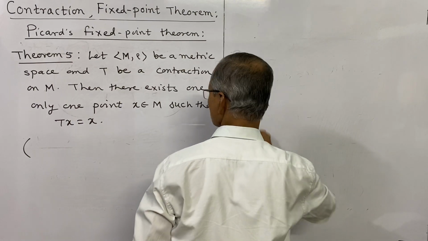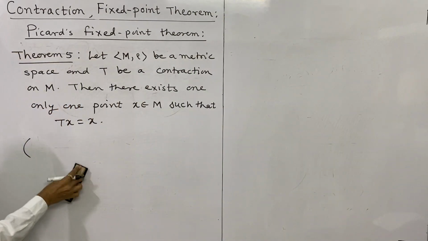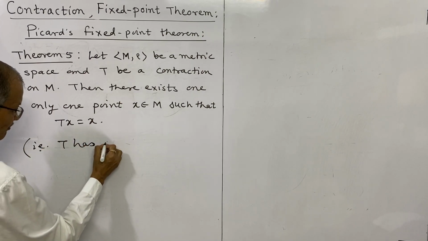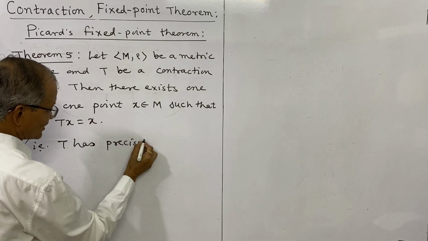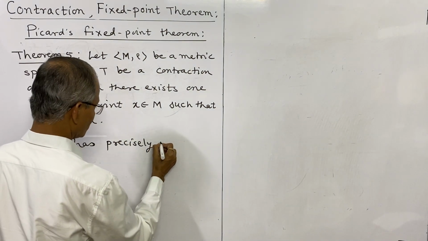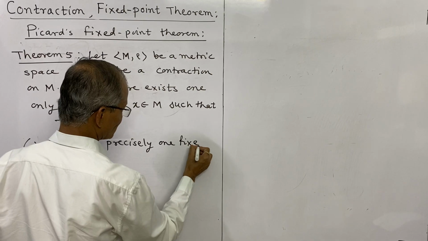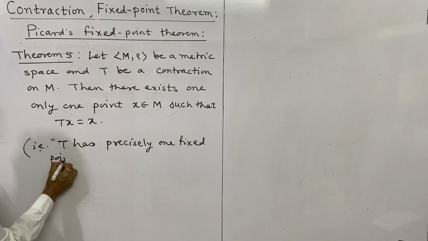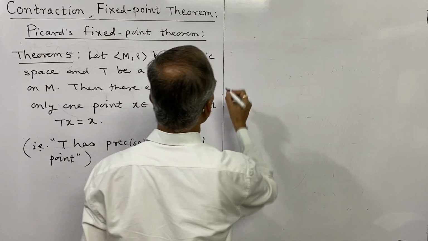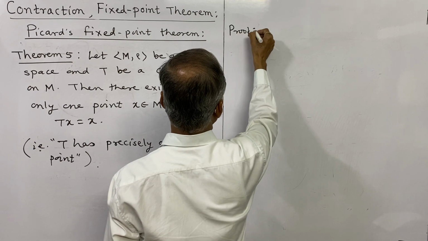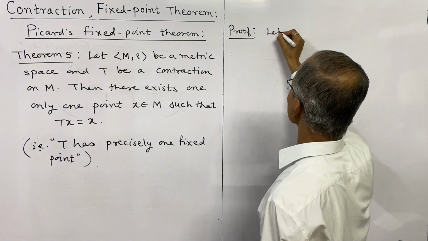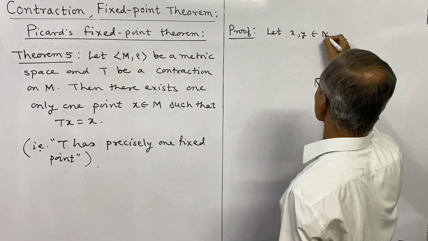Now for that purpose we suppose, in other words, that T has precisely one fixed point. Precisely means exactly one fixed point. This is the meaning of the theorem, and the theorem is known as the fixed point theorem. So we shall prove the theorem. Let x, y belong to M.